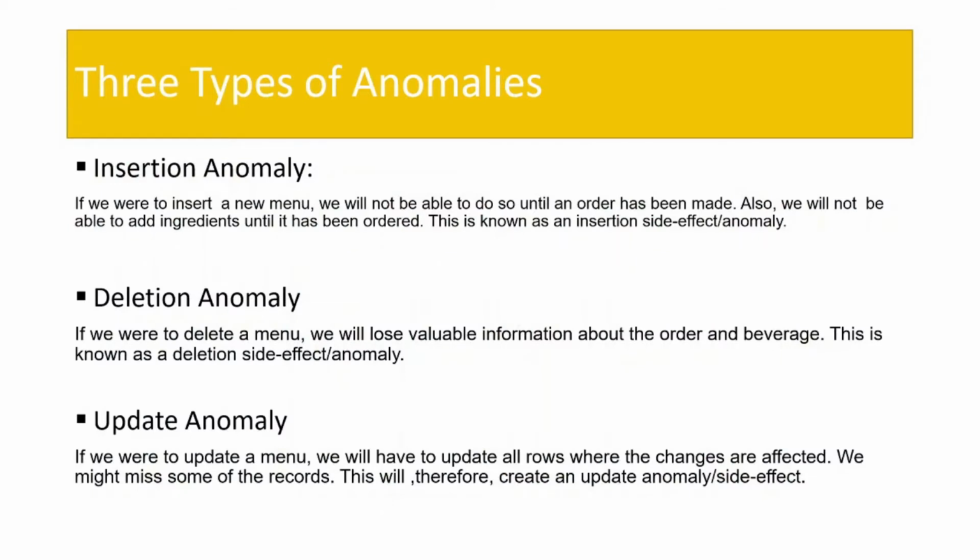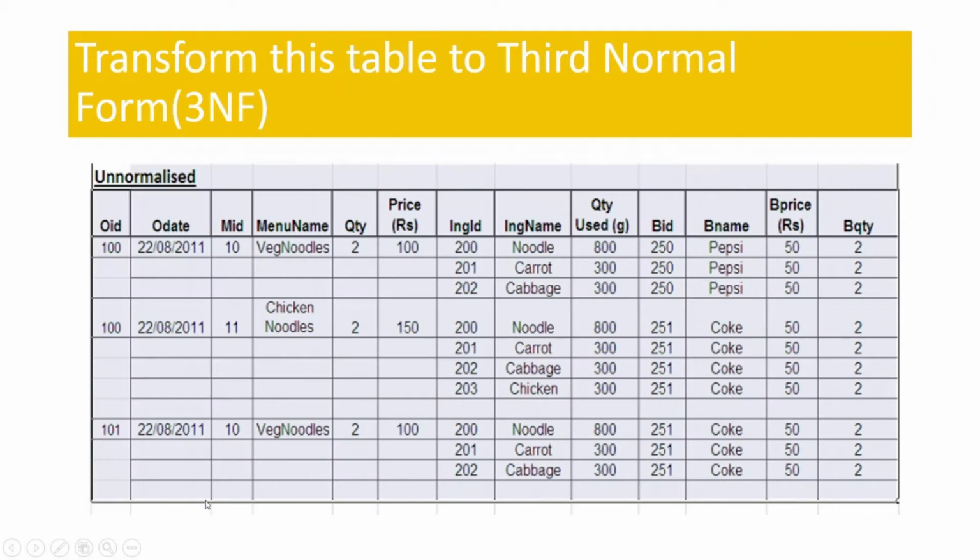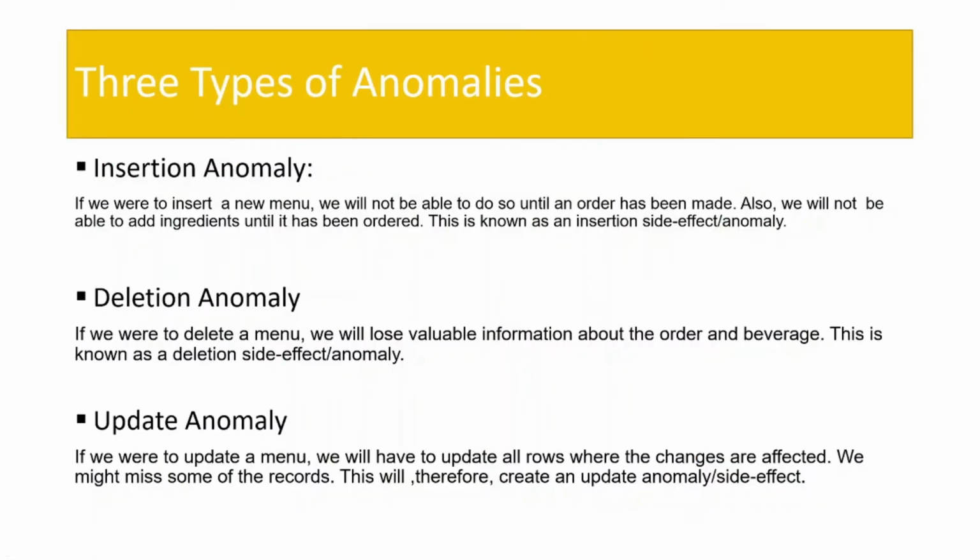So insertion anomaly: if we were to insert a new menu, we will not be able to do so until an order has been made. Also, we will not be able to add ingredients until it has been ordered. So this is known as an insertion side effect anomaly, because we can't just input data here and leave all these columns blank. It defeats the purpose of using a database.